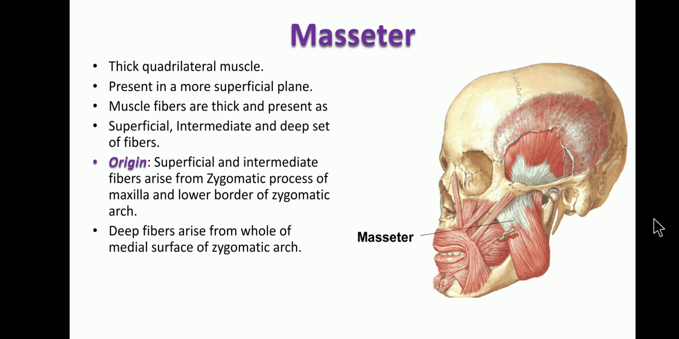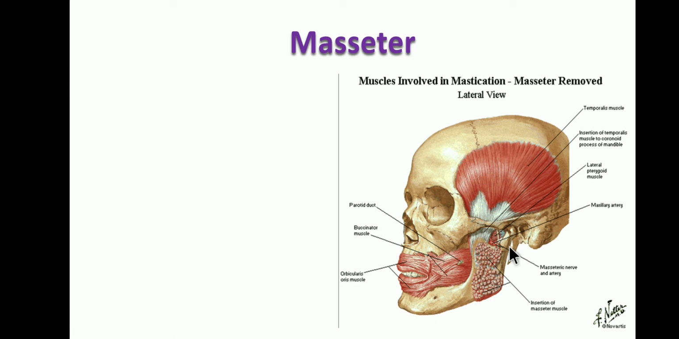Middle fibers or intermediate fibers also arise from the lower border and the medial surface. Whereas the deep fibers arise from the whole of the medial surface of the zygomatic arch. Now these fibers pass downwards, backwards, and laterally at an angle of around 45 degrees, and they get inserted into the whole of the ramus of mandible. That is, on the lateral surface of the ramus of mandible, the masseter muscle gets inserted. So that is the area of insertion.